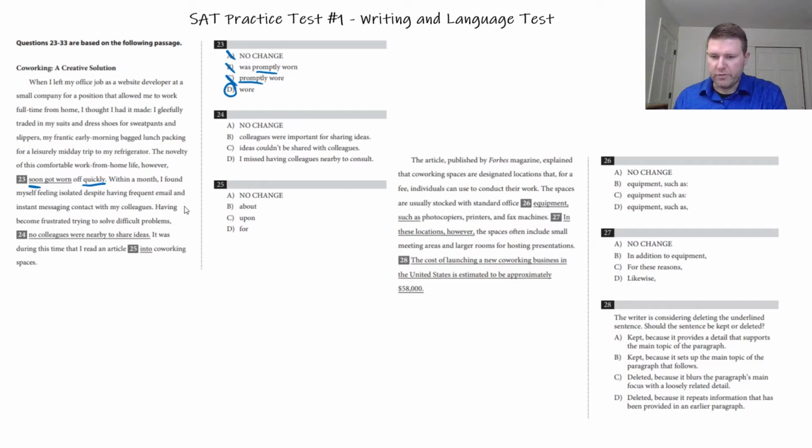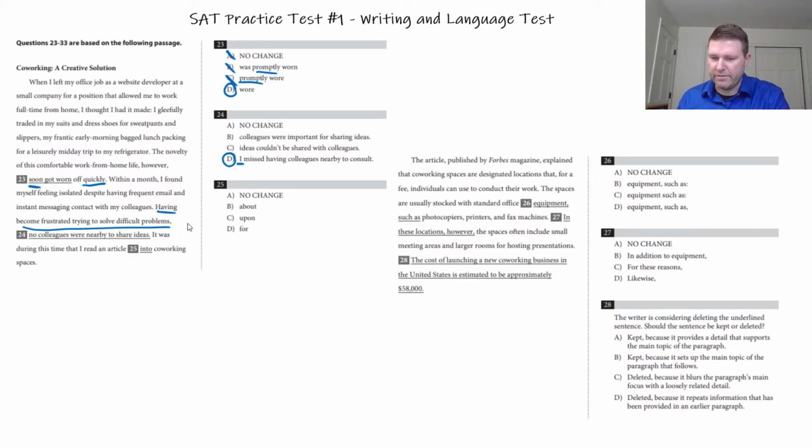Now heading down here with 24, notice how they start the sentence with a descriptive clause, okay? So the reader has no idea who or what is doing this. Whatever they're talking about has to come immediately after the comma. So having become frustrated trying to solve difficult problems, like who is frustrated, right? It's the narrator. And that means I needs to come right after the comma because I is the one who's being described here. So you can go right away down to this.